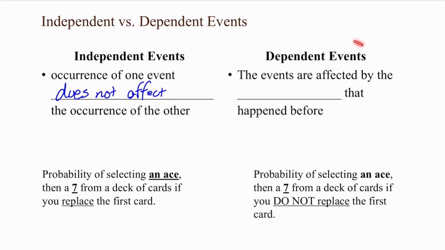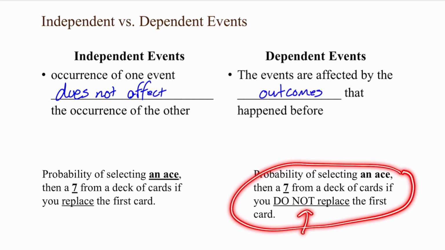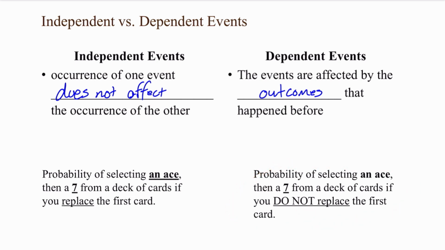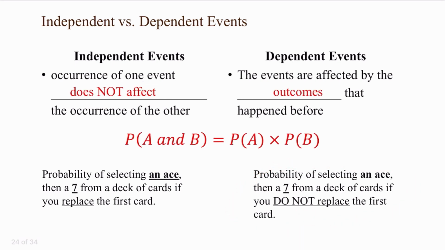So over here, the dependent events will be the events that are affected by the outcome of what happened before. So like I just said, the probability of selecting an ace and then a 7 from a deck of cards if you do not replace the first card, because it would reduce your number of outcomes down to 51 instead of 52. So for both of these situations, this is going to be like the probability of A and B, and that's going to mean multiply. So whenever you see the word and, you can think about it as multiplication. So the probability of selecting an ace first and then a 7, depending on if you replace or don't replace, it could be dependent or independent.